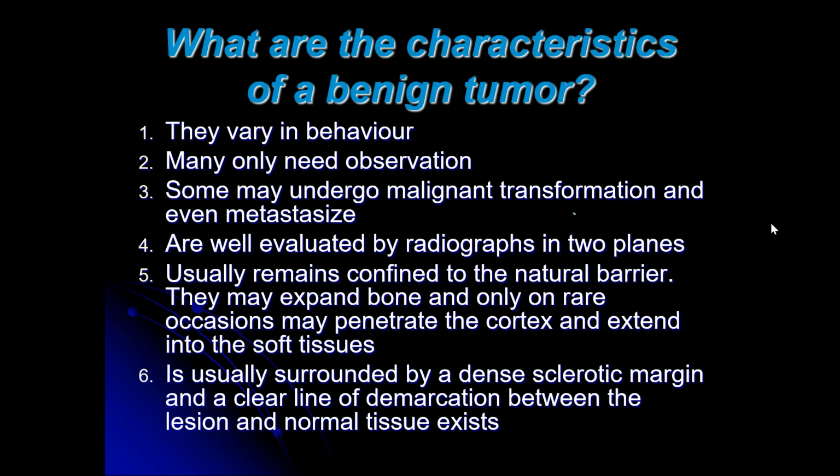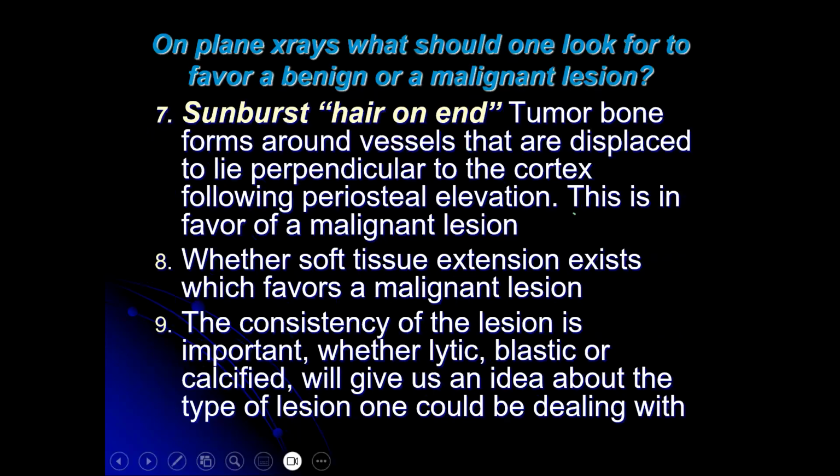Plain X-rays. What should one look for? Features favoring a benign or a malignant lesion, as I repeatedly said. A sunburst appearance, a hair on end. This forms around vessels, perpendicular to the cortex, following periosteal elevation, and this favors a malignant lesion. Soft tissue extension favors a malignant lesion. The consistency of the lesion is important, whether it's lytic, blastic, or calcified, will give us an idea about the type of lesion one could be dealing with.